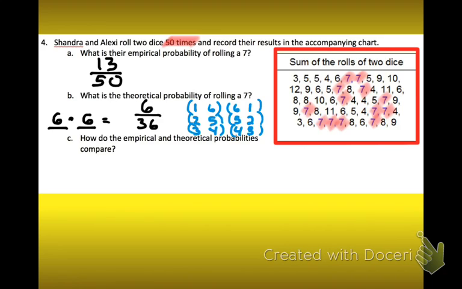So I want you to think about this next part here. How do the empirical and theoretical probabilities compare? I want you to take a second, think about that, and write down your thoughts on part C. So pause the video after you've written a couple things down. Go ahead and resume playing so that you can move on.